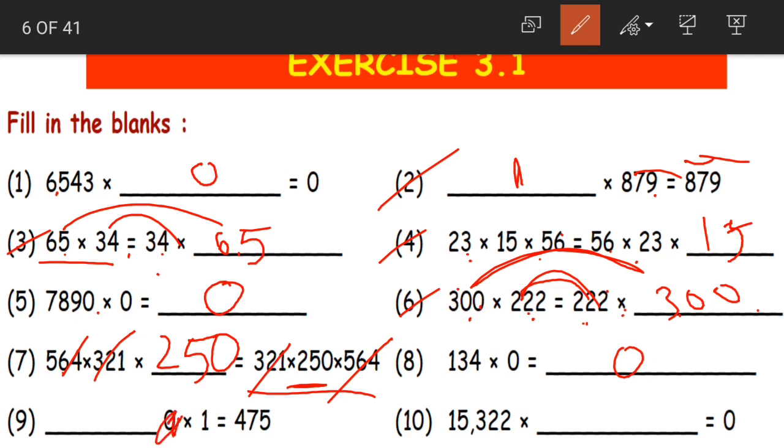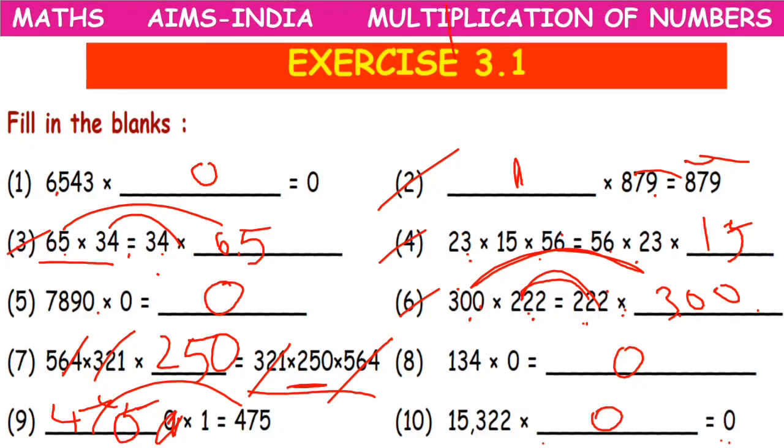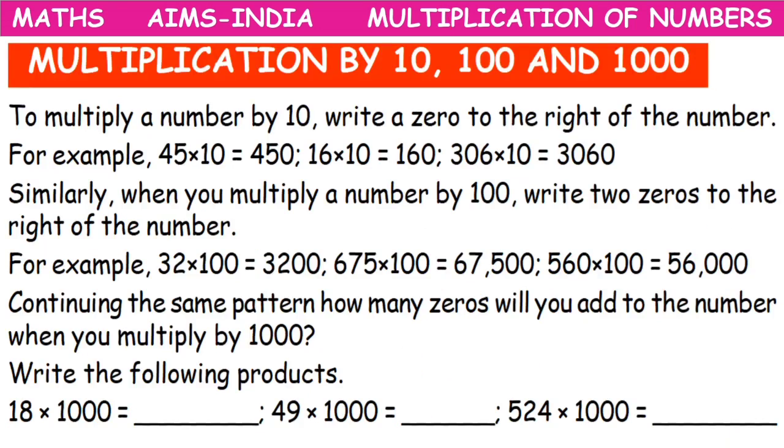We do not have 0 here, sorry. Dash into 1 is equal to 475. Yes children, what should we multiply 1 with? 475. Yes, so that the number is the product itself. Next, the last question. 15,322 into dash is equal to 0. How can we get 0? When we multiply the number with 0. Yes, so into 0 becomes our correct answer.